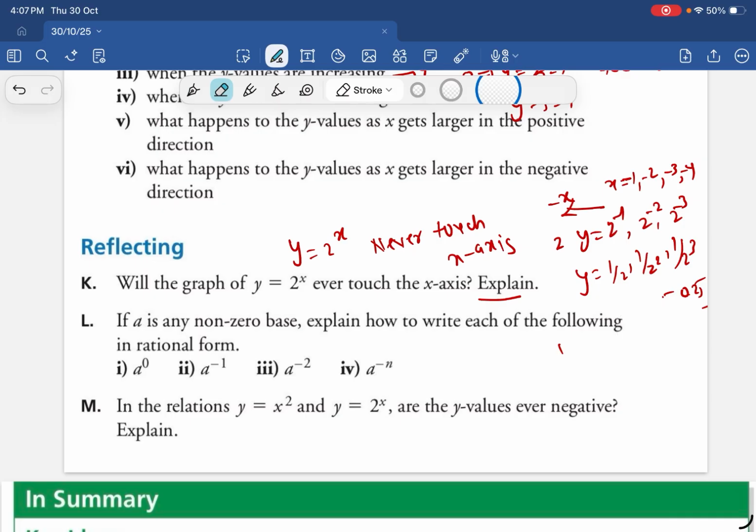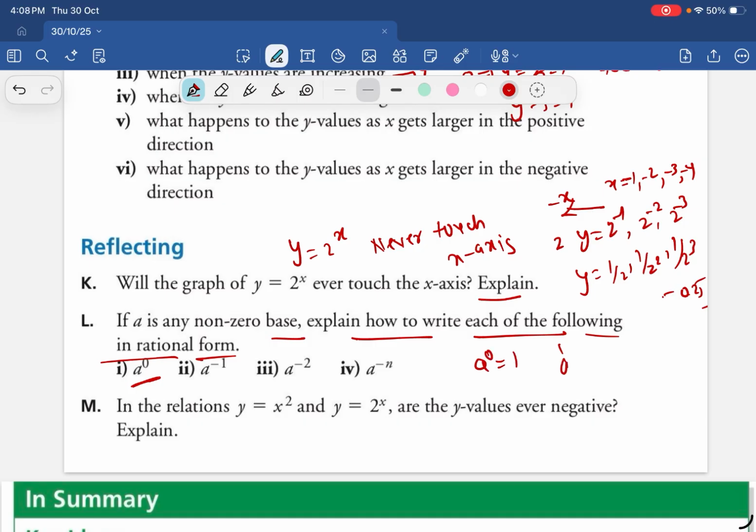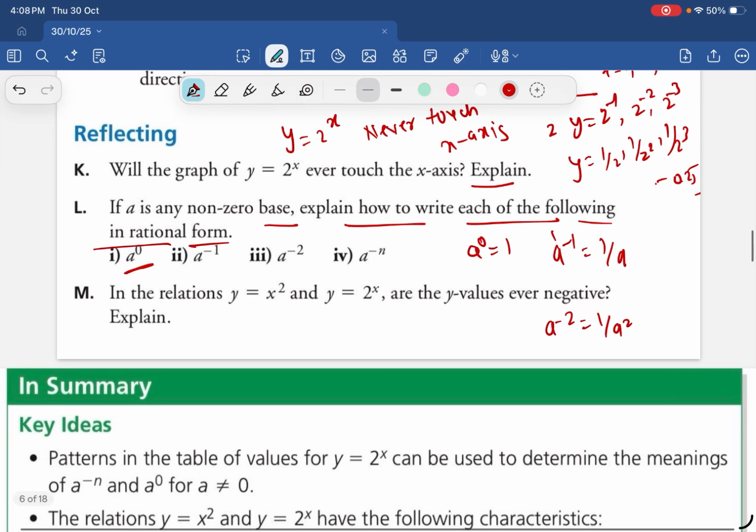And for part L, if a is any non-zero base, explain how to write each of the following in rational form. Okay, so we know a to the power 0 is 1. Anything to the power 0 is always 1. Okay, and a to the power -1 is 1 over a. And a to the power -2 is 1 over a squared, and a to the power -n is 1 over a to the power n. Okay, so these are going to be your solution for this part L.